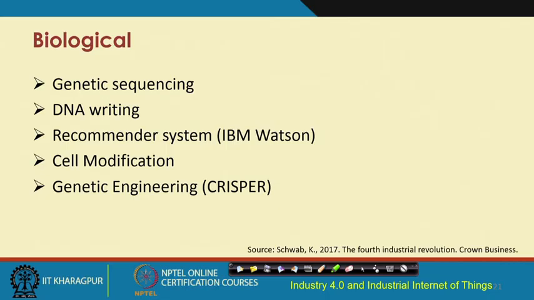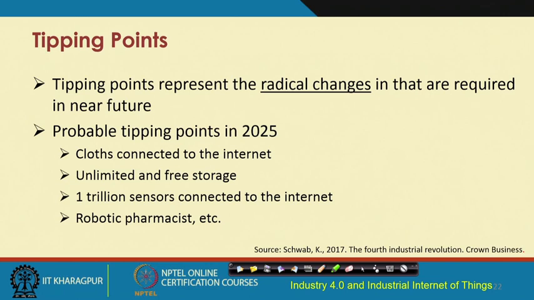Tipping points are the changes that are coming in the future. So basically, by 2025, it is expected that we will have different clothing, different fabrics, and so on, connected to the internet. There would be unlimited and free storage available to everyone. There would be trillions of sensors connected to the internet, and we are going to have a world where there would be a robotic pharmacist which is going to help in the pharmaceutical industry.